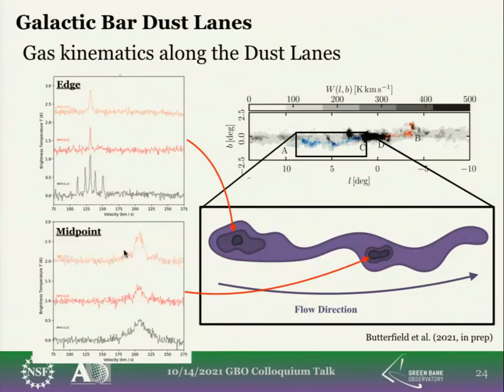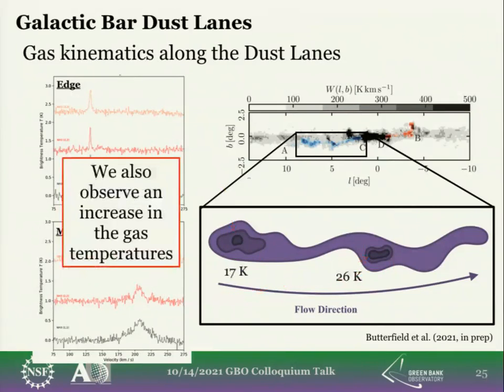however, that is when we start to see a much broader line component. So we're seeing broader lines as you move from the edge of the bar towards the center midpoint of the bar. So it seems like gas is either more turbulent or has these broader line components or multiple line components associated at this midpoint of the bar.